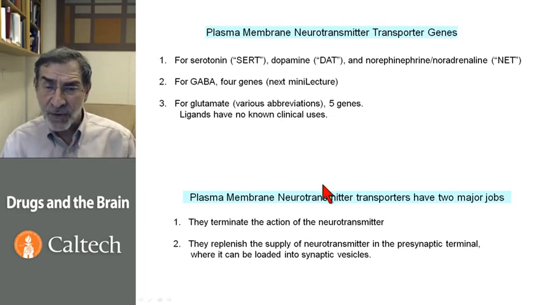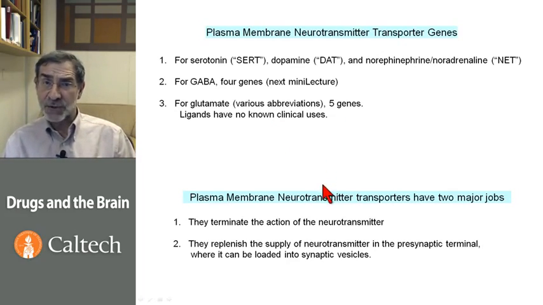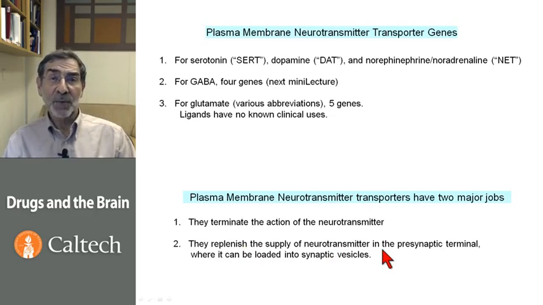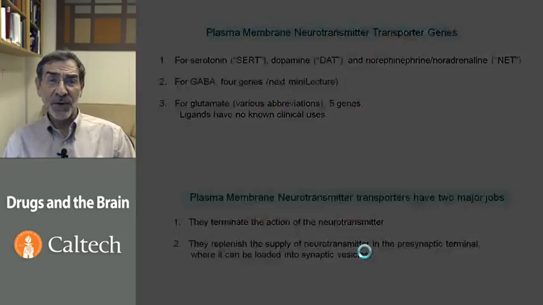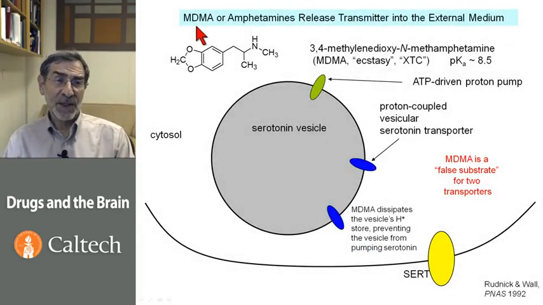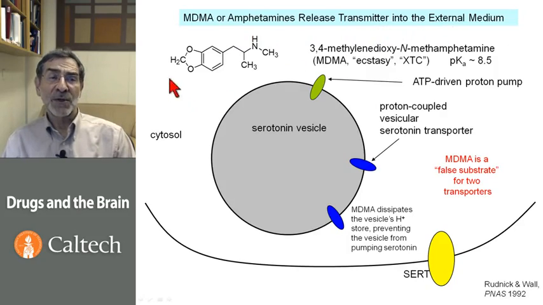Now, plasma membrane neurotransmitter transporters have 2 major jobs. First, they terminate the action of the neurotransmitter, and second, they replenish the supply of neurotransmitter in the presynaptic terminal, where it can then be loaded into synaptic vesicles. I'm going to prove to you that both of these actions are important in a special system. But before doing that, it is necessary to explain how MDMA, or amphetamines, release transmitter into the external medium. So here is MDMA, also called ecstasy.